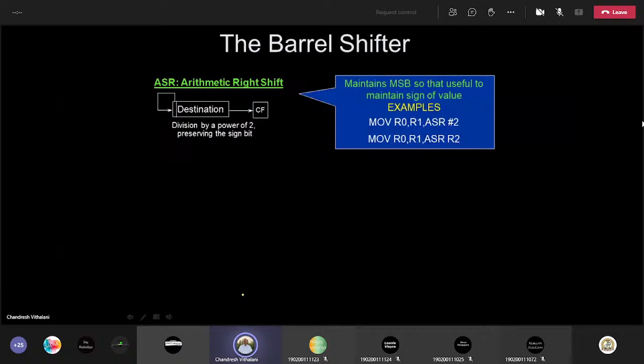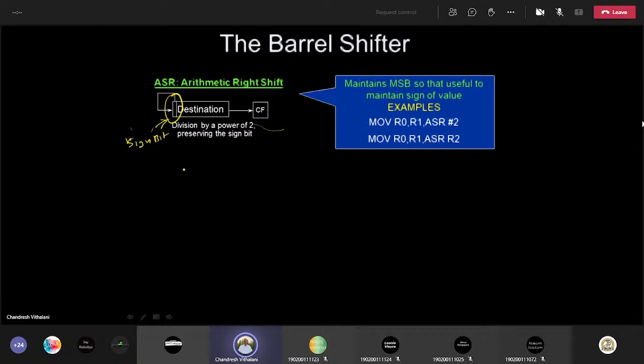Then there is the barrel shifter, that is arithmetic shift right. How is it different from the LSR? In arithmetic shifting right, we are trying to preserve the sign flag. Carry flag should not change here. Not carry flag, but sorry, the sign flag. Because the most significant bit is the sign bit, that sign bit should not change, right?